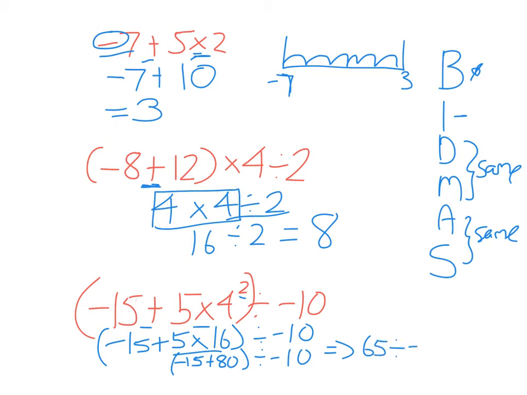Still haven't done anything with the minus 10. And now we finally do the division. 65 divided by minus 10 is minus 6.5. So remember the rules for multiplication and division of directed numbers. If both numbers are the same sign, the answer is positive. If one number is positive and one is negative, the answer is negative. And that's why we got a negative 6.5 here.